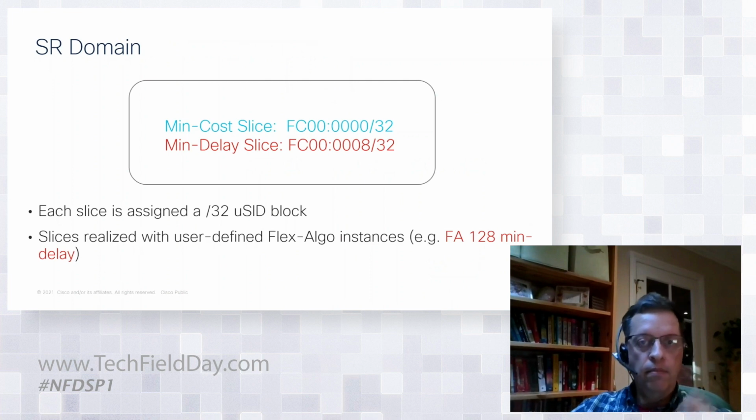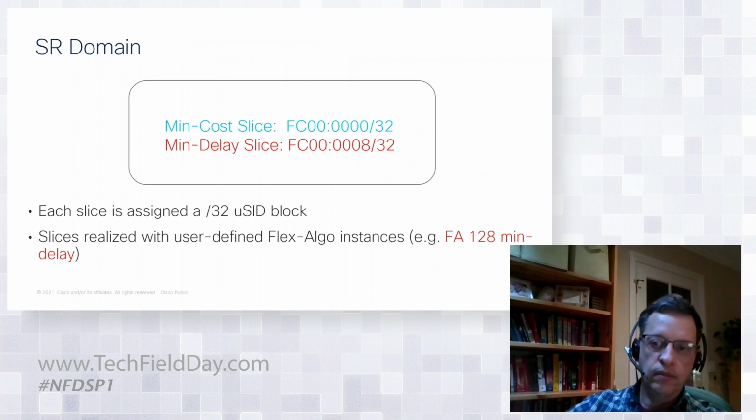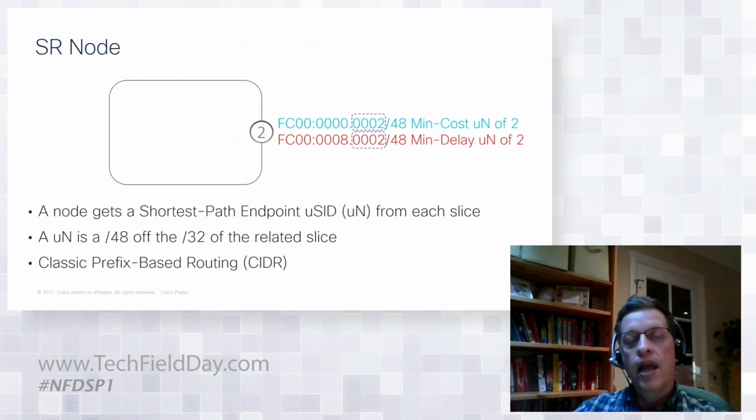Now, back to my hypothetical network, as I mentioned, 2 blocks, one for delay and one for cost. I go into device number 2. This particular device will now have a participation in both blocks. It's going to have an instruction that means come to 2, minimizing the IGP cost, and that will be my /48 in blue. And I'm going to have similarly a /48 that means come to 2, minimizing the delay.